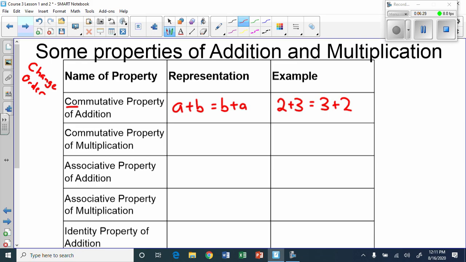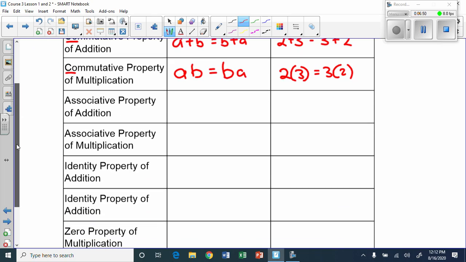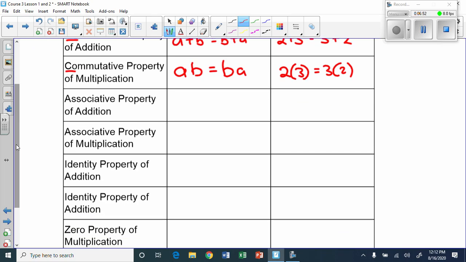So the commutative property of multiplication, here we have it again. CO, change order. So if I had A times B, letters can just be next to each other, equals B times A. 2 times 3 equals 3 times 2. 6 equals 6. The next property we have here that is similar is the associative property.